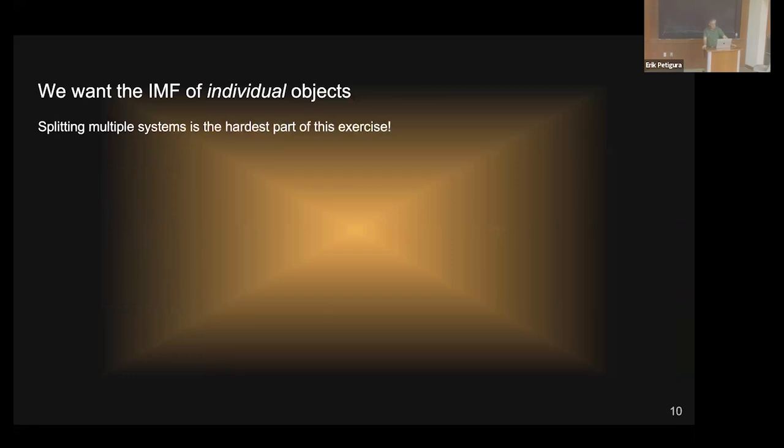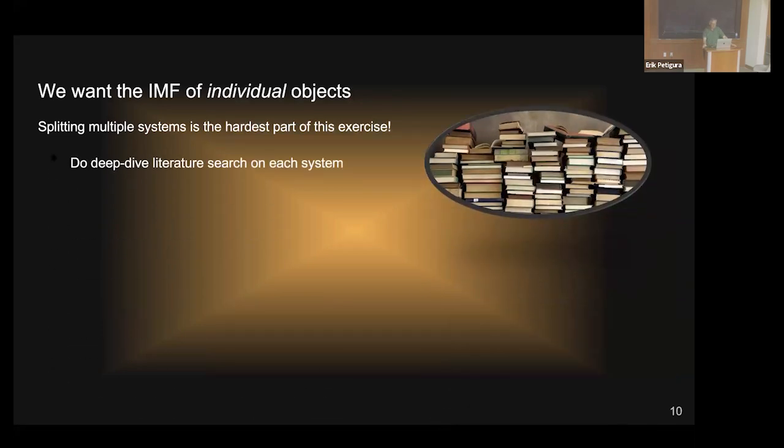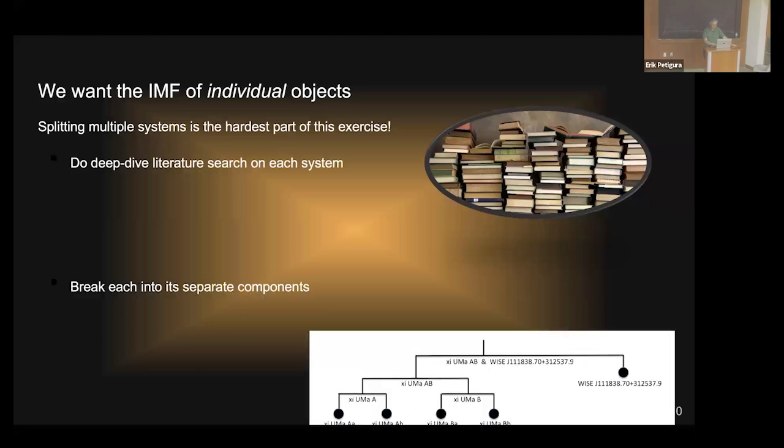Okay, as I mentioned earlier, we want to build the initial mass function of individual objects. And that means splitting the multiple systems into each one of their separate components. And this is really the hardest part of the exercise because it involves a lot of this: doing a deep dive into the literature on each system. And I'll get back to this in just a second.